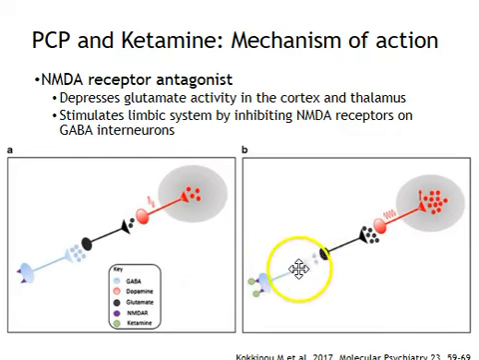here in light blue. That then causes more glutamate release onto the red neuron, which is shown here in black and blue. And then this red neuron has an increased amount of dopamine release, shown here in red. So the depression of glutamate activity in the cortex and thalamus then stimulates the limbic system by inhibiting NMDA receptors on GABA interneurons. And so this is your GABA interneuron. And remember, the GABA, of course, is the inhibitory neurotransmitter.